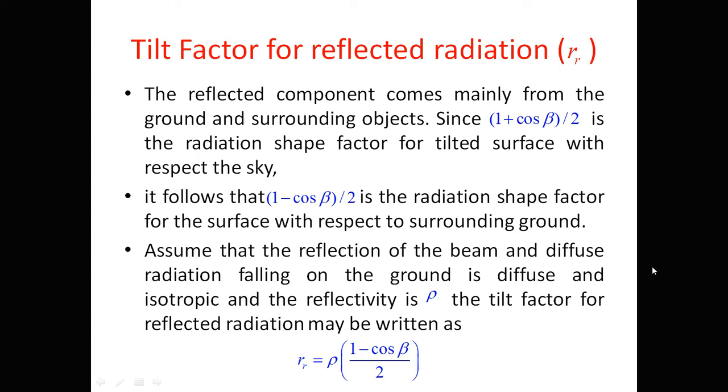Let us see the tilt factor for reflected radiation, R_R. The reflected component comes mainly from the ground and surrounding objects. Since (1 + cos beta)/2 is the radiation shape factor for the tilted surface with respect to the sky, it follows that (1 - cos beta)/2 is the radiation shape factor for the surface with respect to the surrounding ground. Assume that the reflection of the beam and diffuse radiation falling on the ground is diffuse and isotropic, and reflectivity is rho. The tilt factor for reflected radiation may be written as R_R = rho (1 - cos beta)/2. This is the formula for R_R.